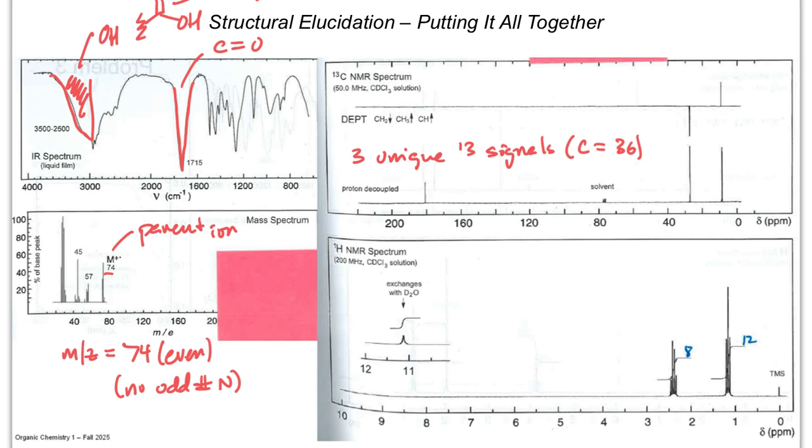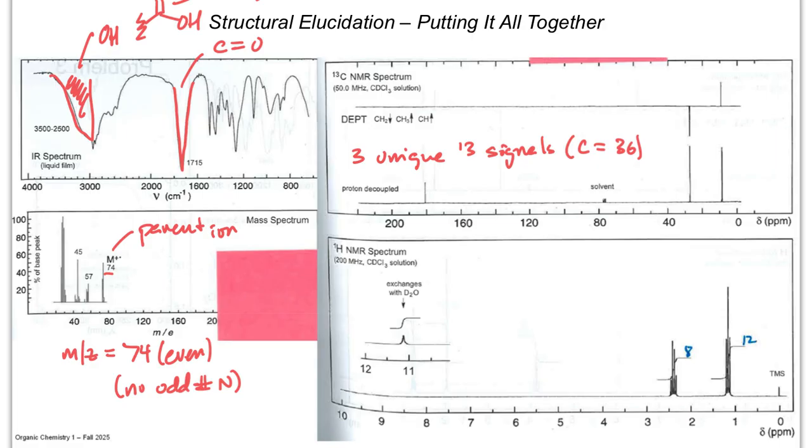So we can make a first approximation that of the 74, 36 of the mass units belong to carbon. It could be more if there was symmetry. We don't know that yet.